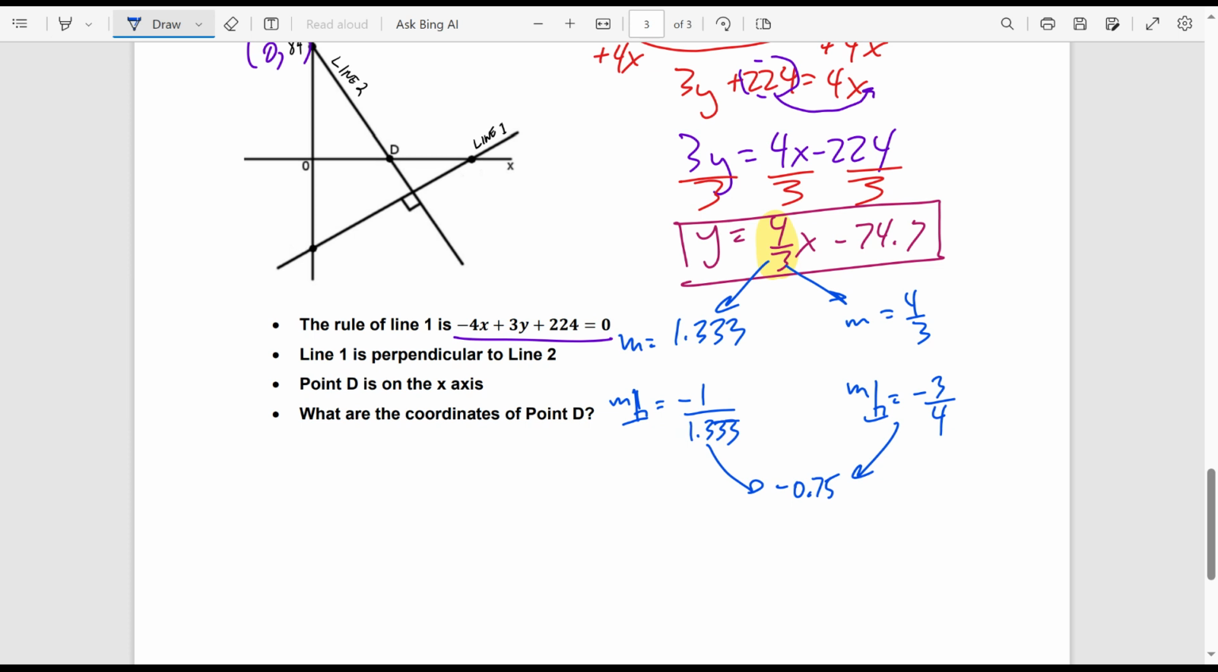So at this stage, why did I do all that? If you could get to here, that would be perfect. Why did I get to here? What was the purpose of me rearranging it and getting that slope?